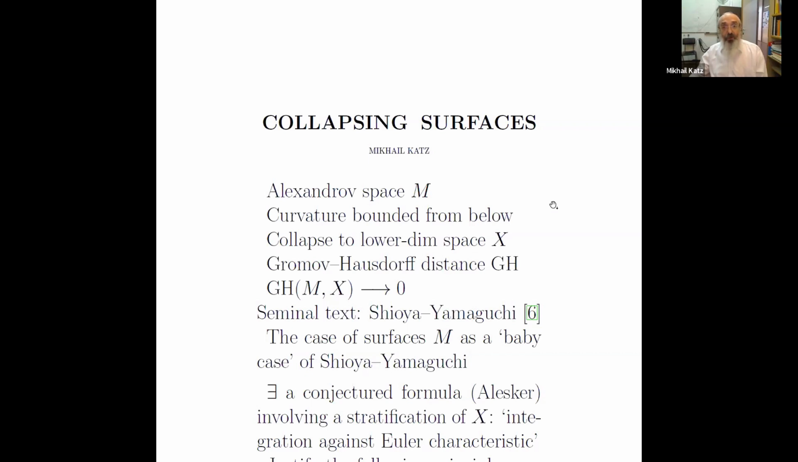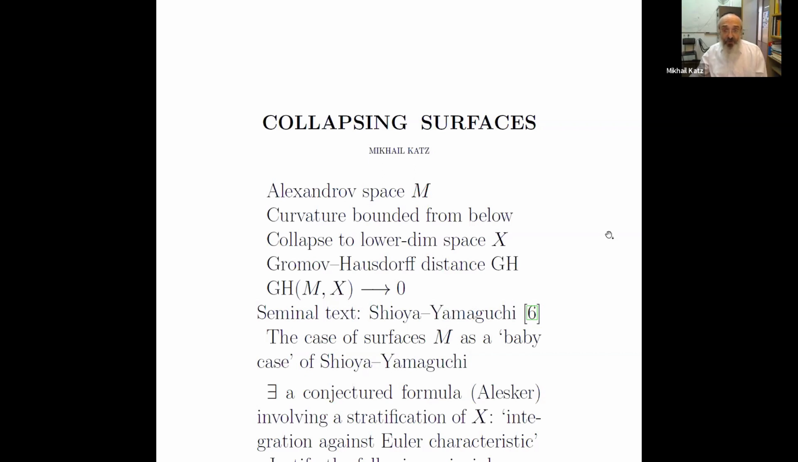And so the collapsing occurs in the sense of the Gromov-Hausdorff distance, which I assume I don't have to define in this seminar. So what we're talking about is a situation where M collapses to X, which has lower dimension than M, and the Gromov-Hausdorff distance between them tends to 0. That's what it means to collapse.